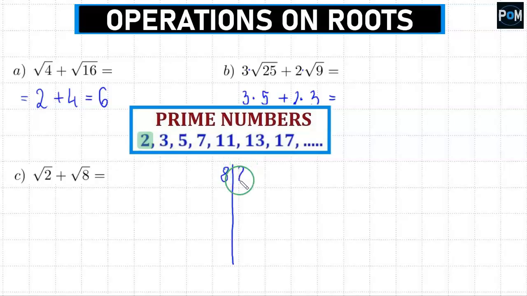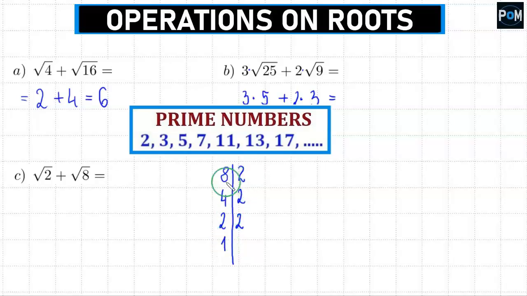So I write down the 2 and divide. 8 divided by 2 gives me the result of 4. This 4, once again I check if it can be divided by 2, and it actually can be. 4 divided by 2 gives me the result of 2, and this 2 again divided by 2 gives us the result 1. When I get 1 here, that's the end of this factorization.